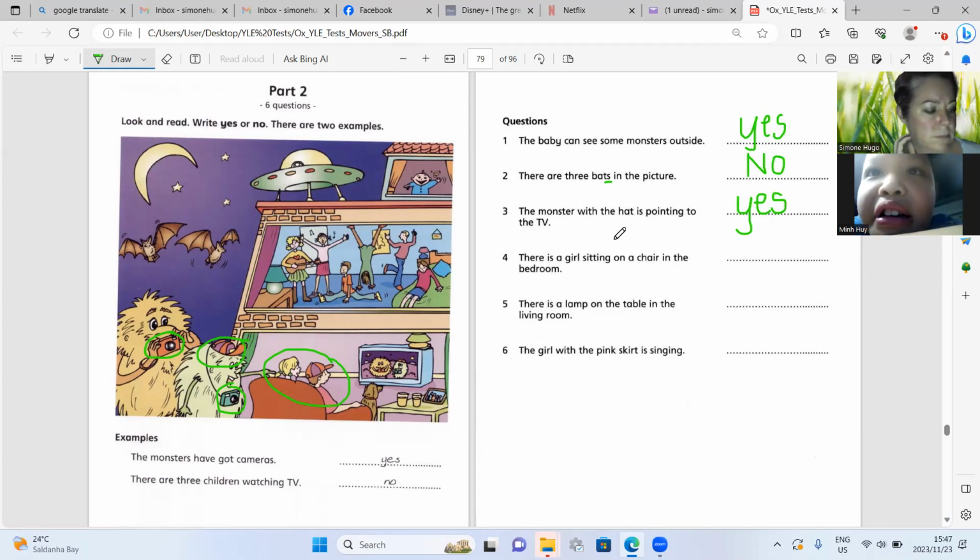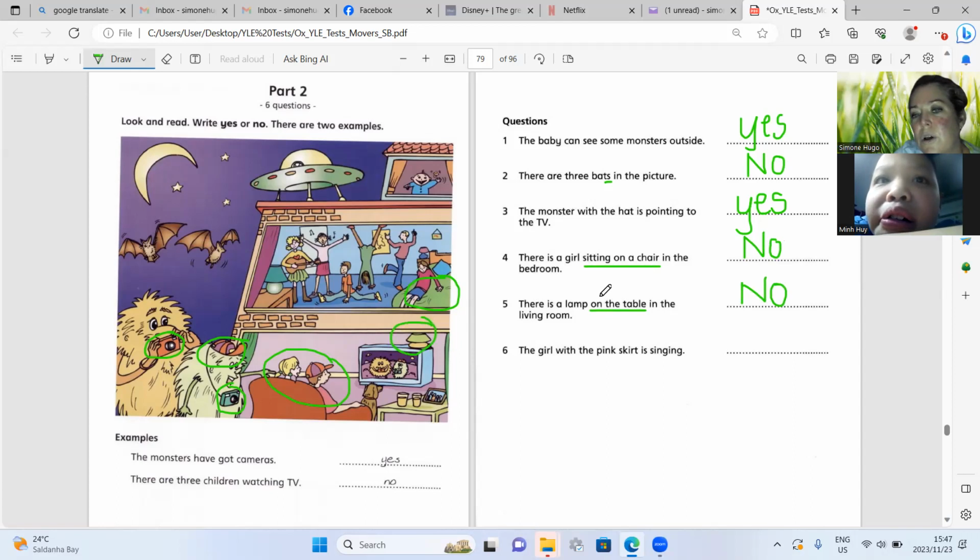There is a girl sitting on a chair in the bedroom. No, where is she sitting? On the bed. Good. There is a lamp on the table in the living room. No, where is the lamp? No, it's on the TV. Yes. Okay. Last one. The girl with the pink skirt is singing. Yeah.